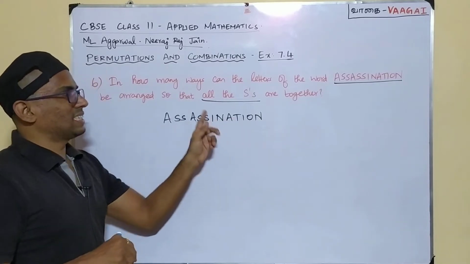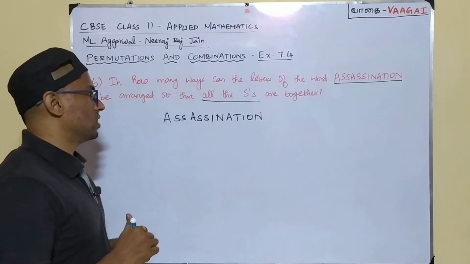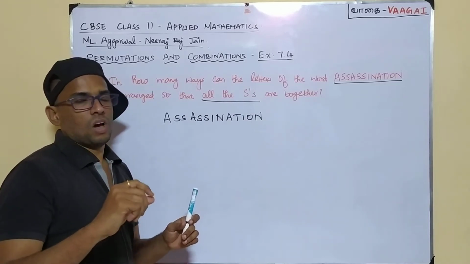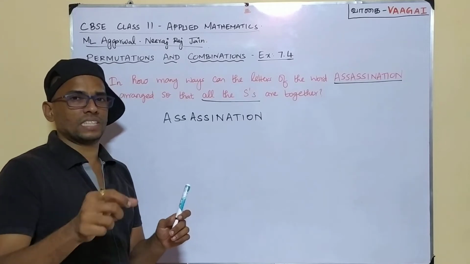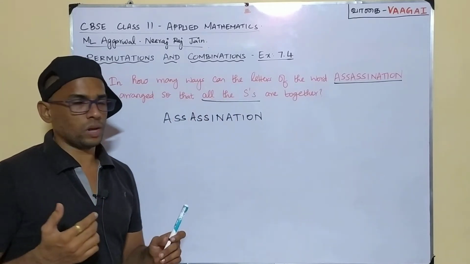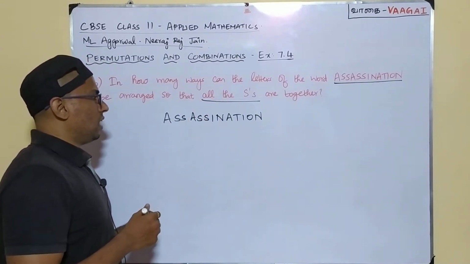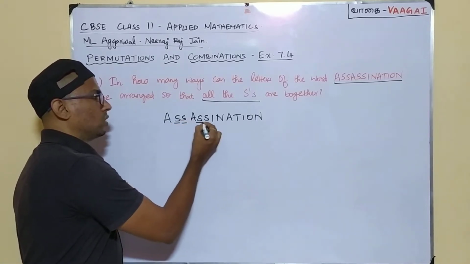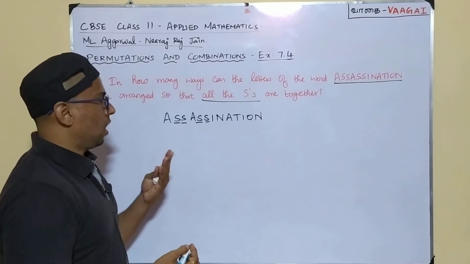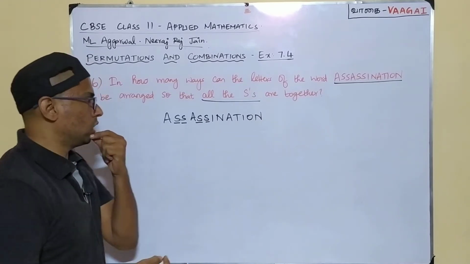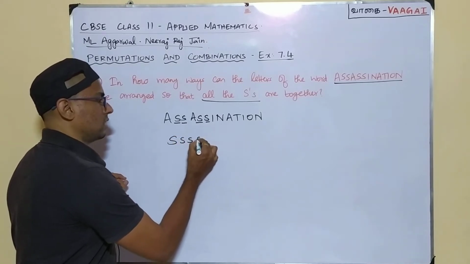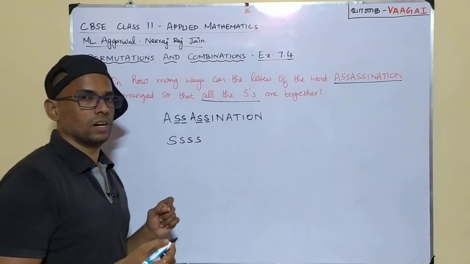So all the S's should be together. This is going to be the question. In that case, what we will do here is, first of all, we will collect all the S letters which we see in this word. There are 4 S's occurring here in this word, is it or not? So that means we'll collect these S letters here.